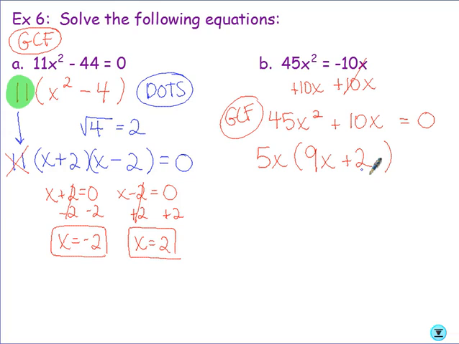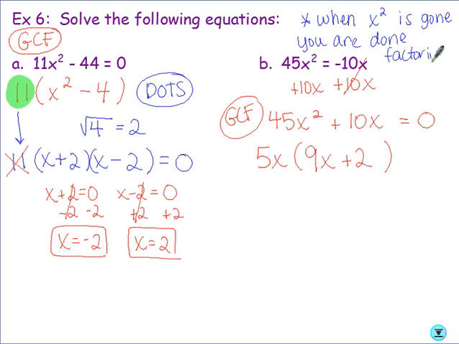Okay, here's a little special note I want you to throw out there. What's the one thing you don't see anymore here? X squared. So make yourself a little note. When x squared is gone, you are done factoring. However, we are not done with the equal 0.